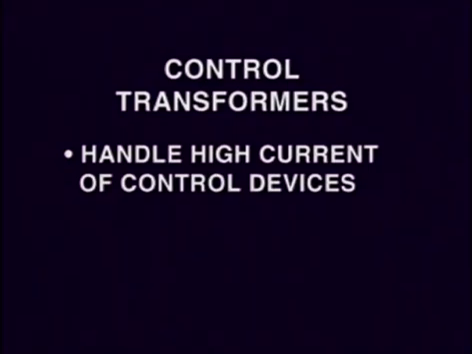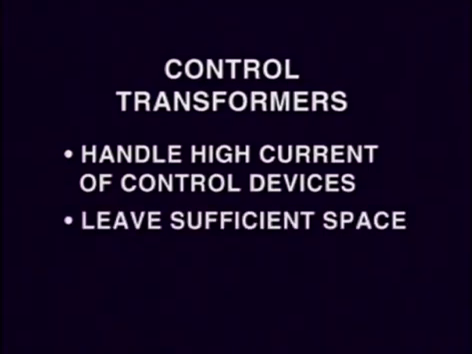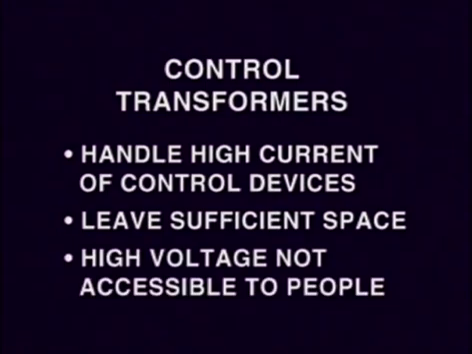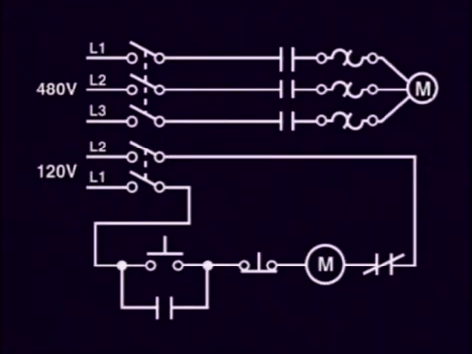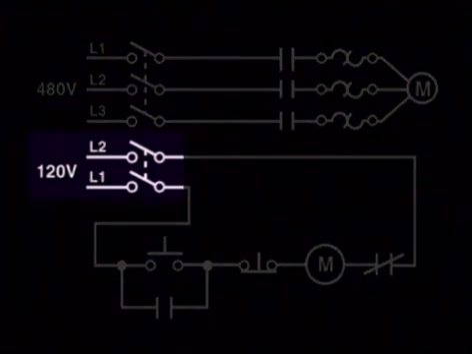It is highly recommended that when mounted, you leave sufficient airspace around the transformer to dissipate the heat. Also, beware that the primary wiring of 480 volts, for example, is not easily accessible to a person who may be troubleshooting the control circuit. These control transformers eliminate the need of bringing an additional power source to the control circuit.